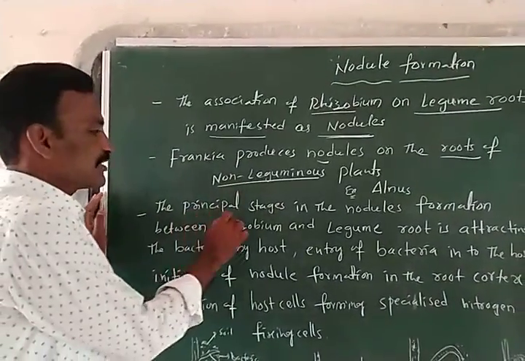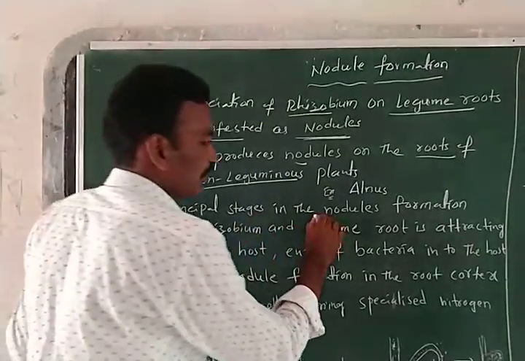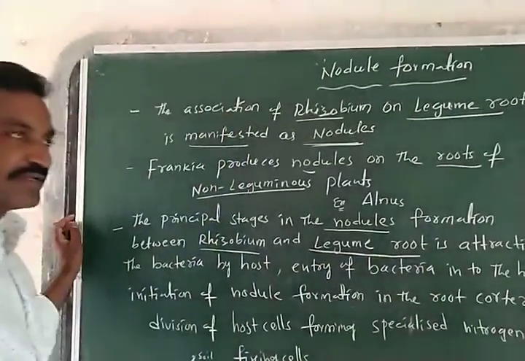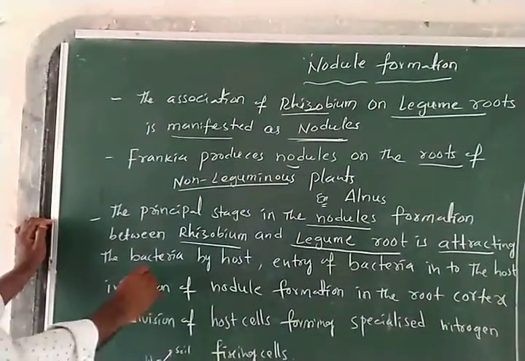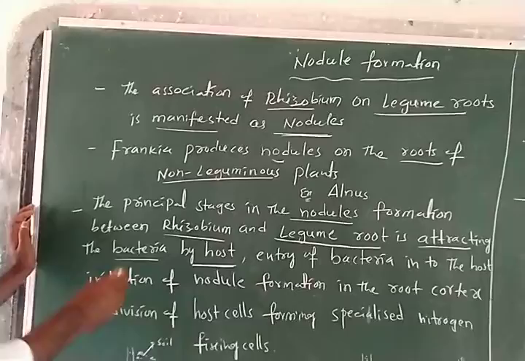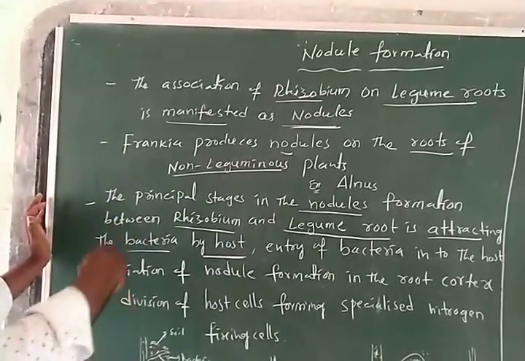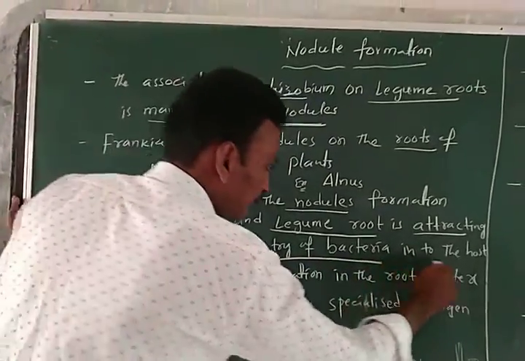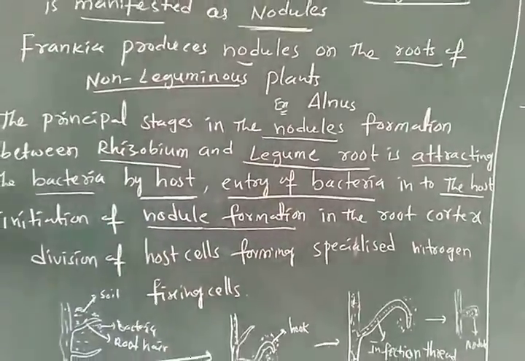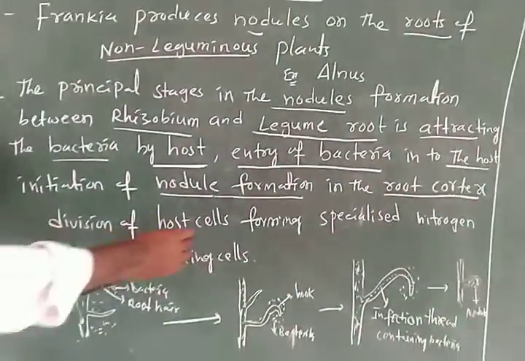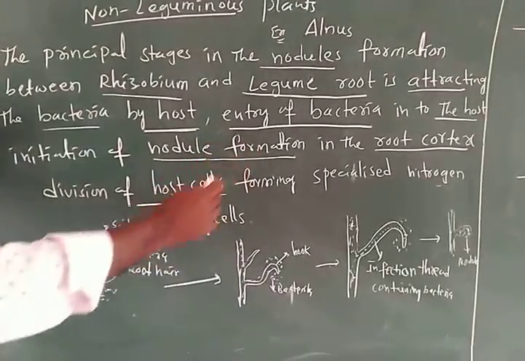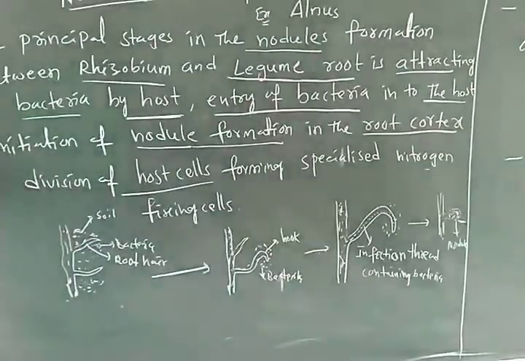The principal stages, or the main stages, in nodule formation between Rhizobium and legume root are: attraction of the bacteria by the host; then, when the bacteria are attracted by the host, the entry of bacteria into the host cell and initiation of nodule formation in the root cortex; division of host cells and forming specialized nitrogen-fixing cells. It is known as a root nodule.